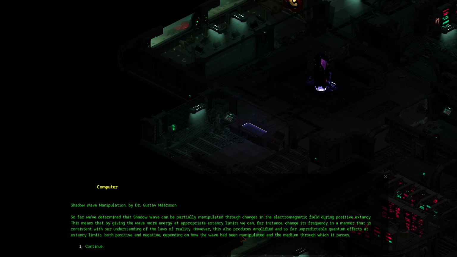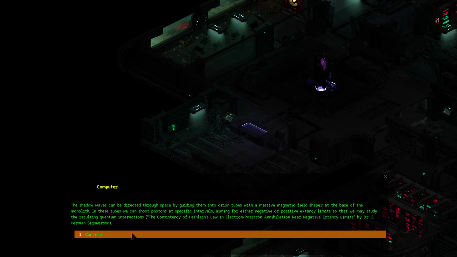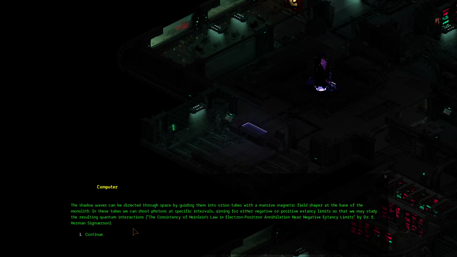However, this also produces amplified and so far unpredictable quantum effects at extancy limits, both positive and negative, depending on how the wave had been manipulated and the medium through which it passes. The shadow waves can be directed through space by guiding them into Orion tubes with a massive magnetic field shaper at the base of the monolith. In these tubes, we can shoot photons at specific intervals, aiming for either negative or positive extancy limits, so that we may study the resulting quantum interactions.